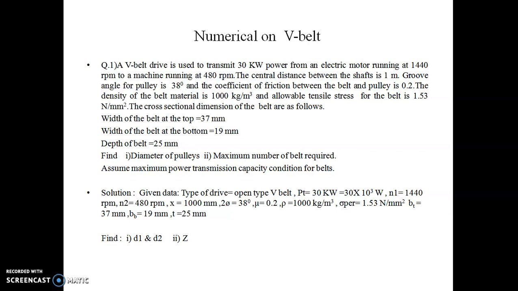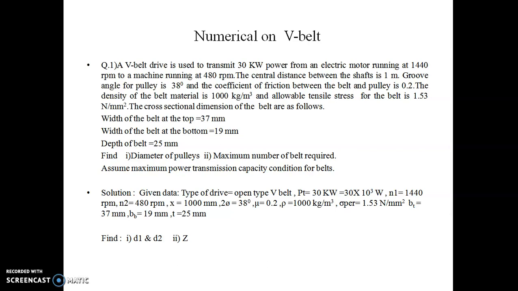The cross-sectional dimensions of the belt are as follows. Width of the belt at the top 37 mm, width of the belt at the bottom 19 mm, depth of belt 25 mm. Find first diameter of pulley and second maximum number of belts required. Assume maximum power transmission capacity condition for belt.